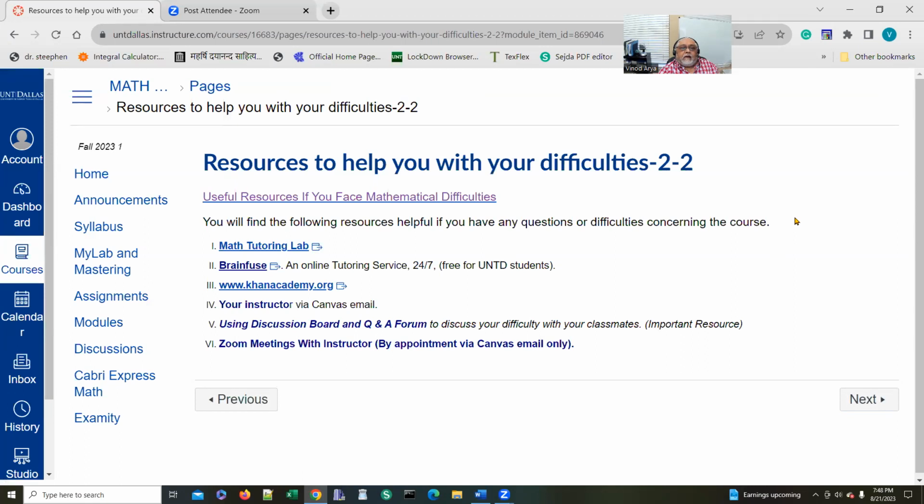Okay, so these are very important things. Maybe you can copy and put them in a separate file, or you can print them and keep them in front of you. So these are different resources.